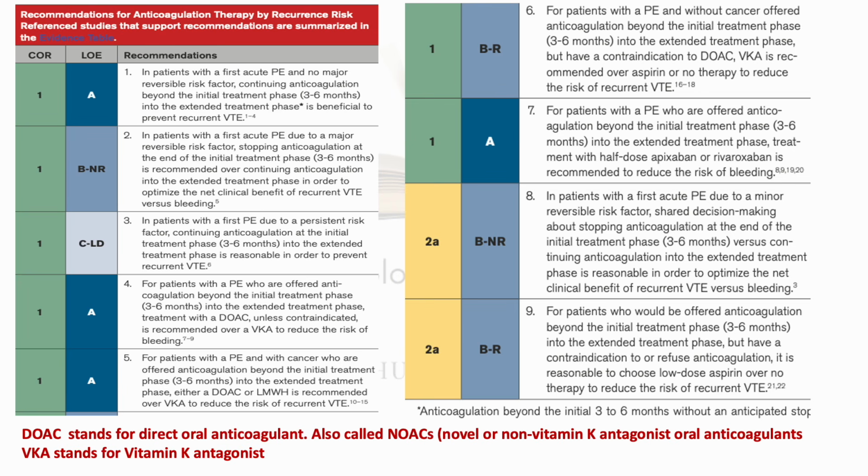Another level 1 recommendation says that if the patient had first PE, but the risk factor is persistent, say they have a cancer, continuing the anticoagulation from the initial treatment phase into the extended phase is again reasonable. For patients with PE who are offered anticoagulation beyond the initial phase into the extended phase, we should prefer oral anticoagulation. We should prefer DOACs unless contraindicated over a VKA to reduce the risk of bleeding.